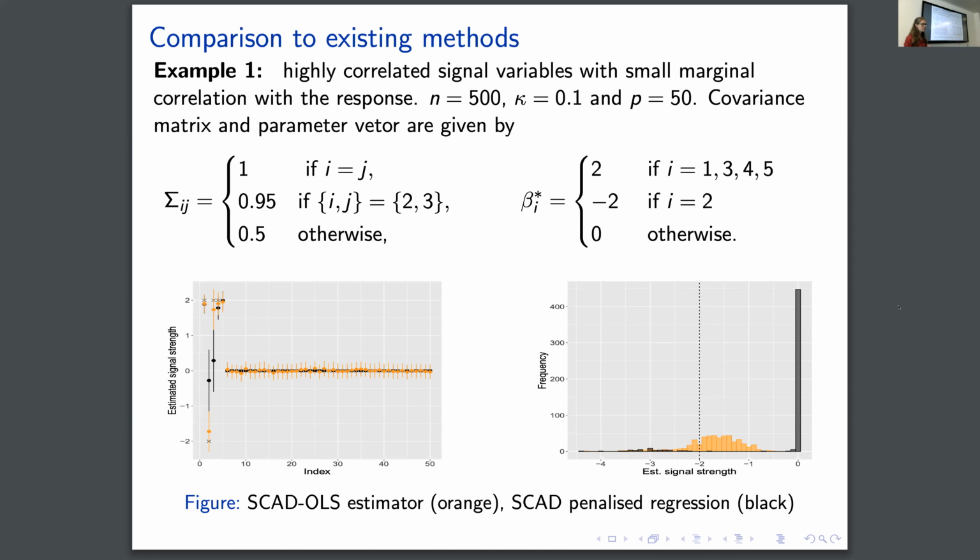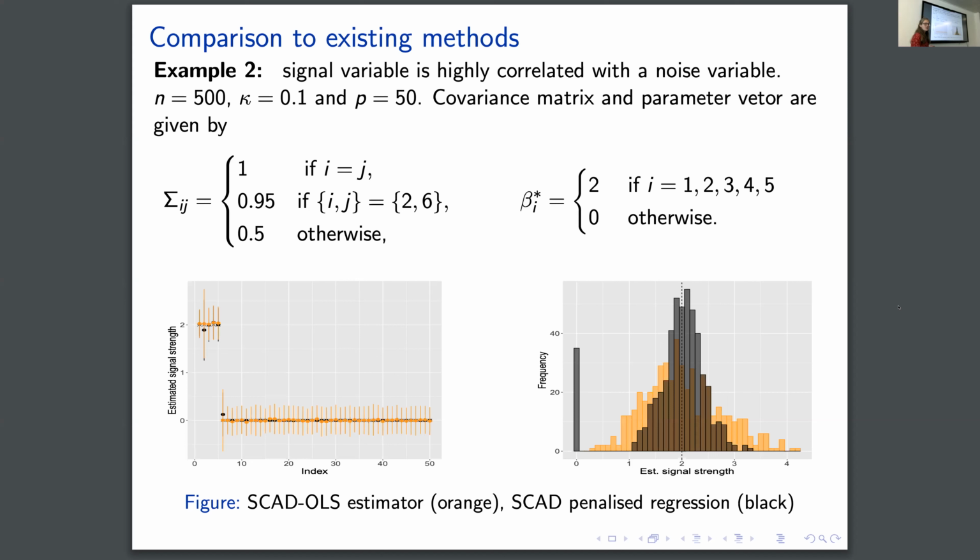Yeah. Okay. So just for another example of a similar kind of thing, this time we've got highly correlated signal variable with a noise variable. So that's going to be variable 2 is the signal variable, variable 6 is the noise variable. And if you look at this plot here at 2 and 6, you've got SCAD penalized regression tends to be more biased. And if you look at the distribution of estimated values, you can see that SCAD quite often set the estimated signal strength of that signal variable to be 0 again.